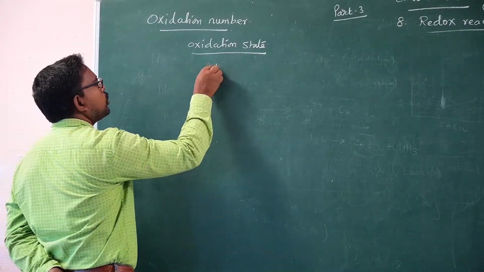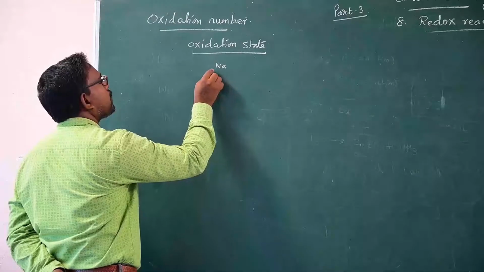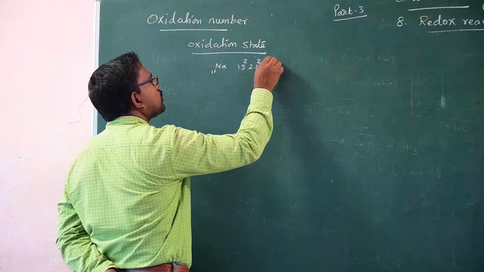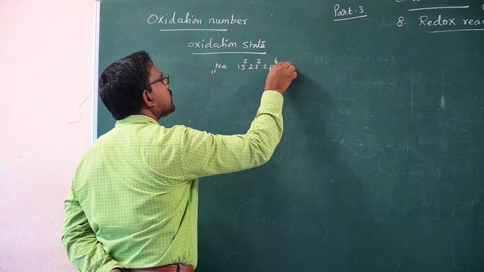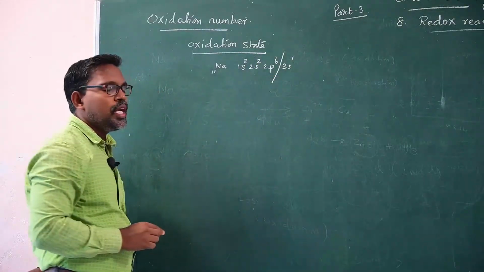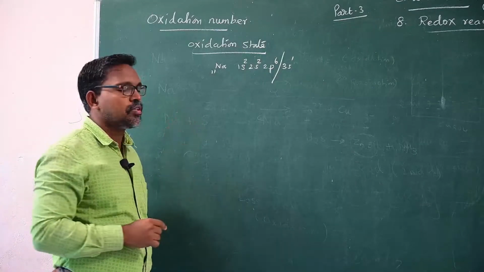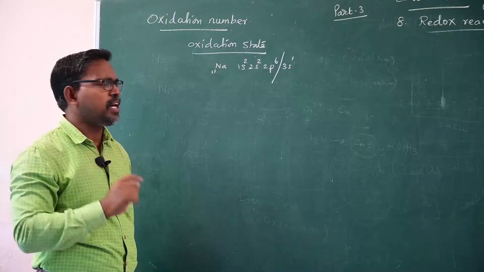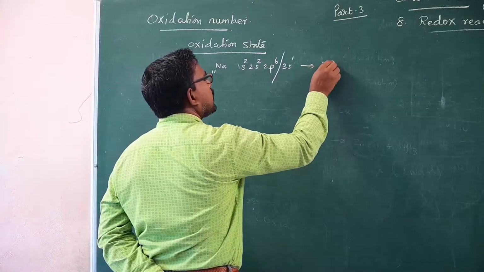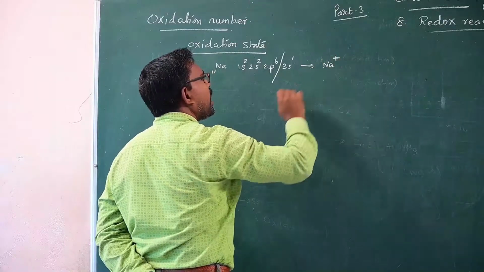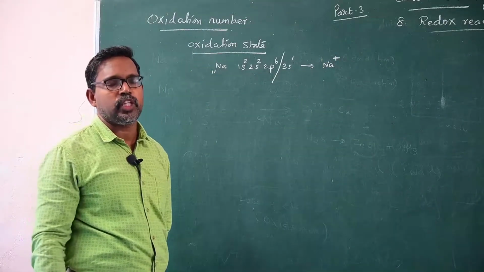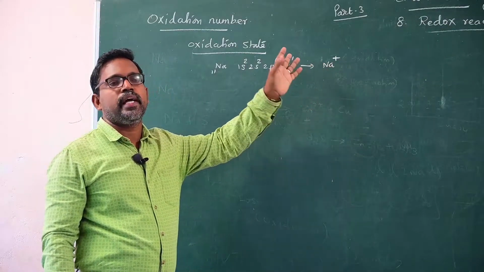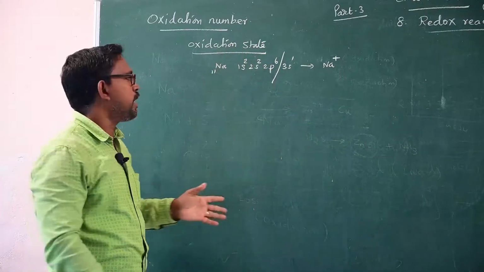For example, sodium, atomic number 11, electronic configuration 1s2, 2s2, 2p6, 3s1. It consists of one electron in its valence shell. Suppose it loses one electron from the valence shell, it becomes Na+, a monovalent ion. So this is the residual charge possessed by an atom by losing or gaining an electron.